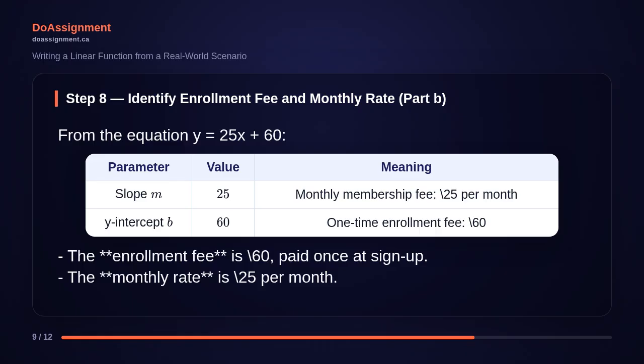Part B asks us to identify both fees from the equation. The slope m equals 25 tells us the monthly rate is $25 per month. The y-intercept b equals 60 tells us the one-time enrollment fee is $60 paid when joining.